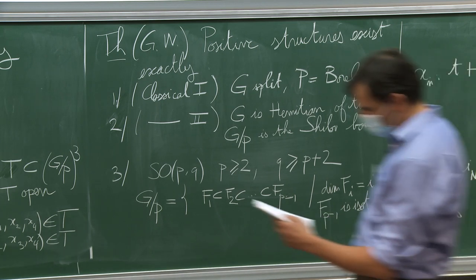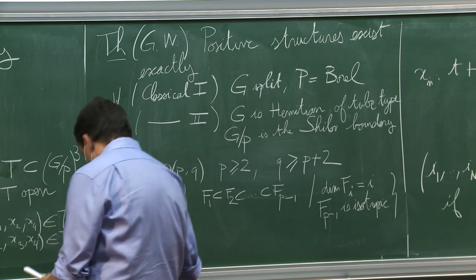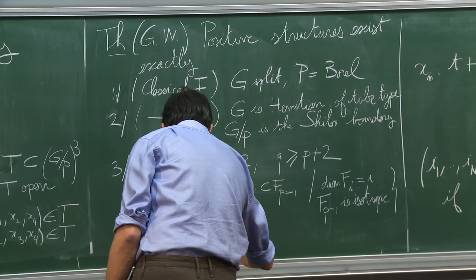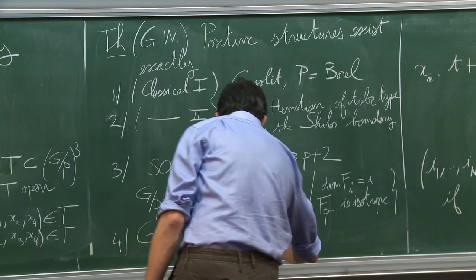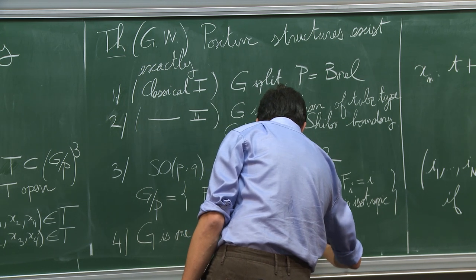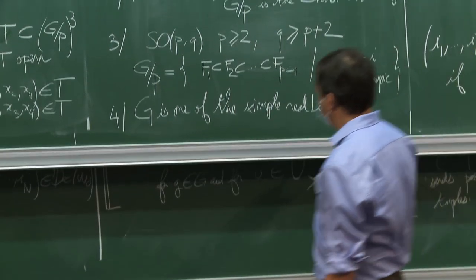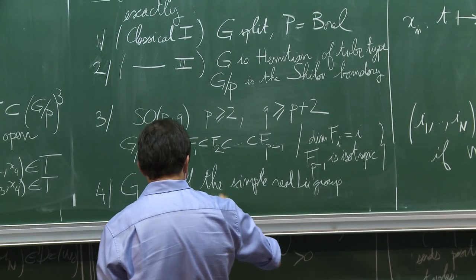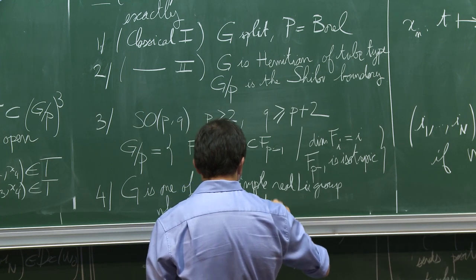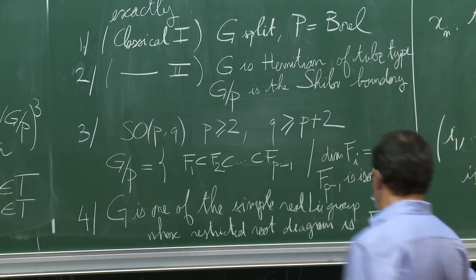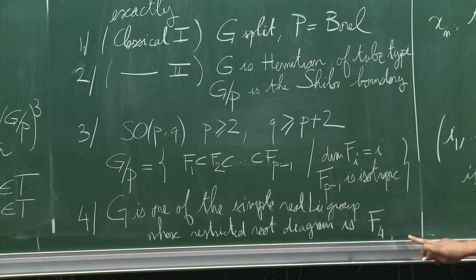And my last example, 4, is G is one of the simple Lie groups whose restricted root diagram is of type F4. Okay, so there is the split form of F4, and there is one real form of E6, one of E7, and one of E8 that are there.